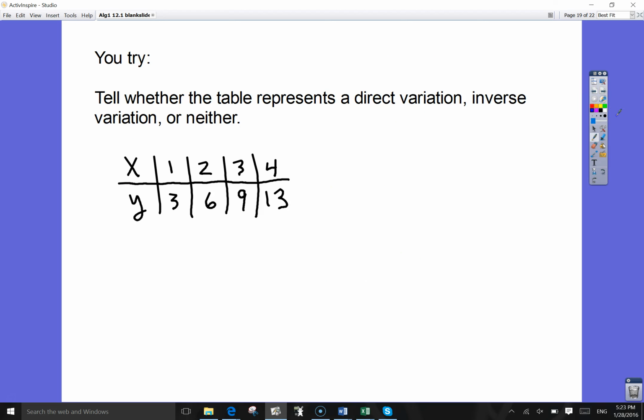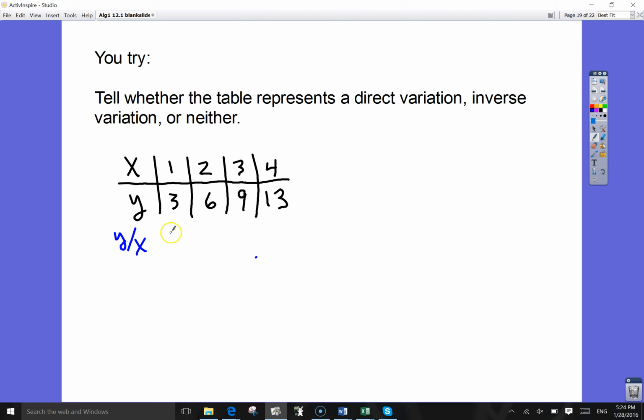So I guess it's time for you to do one. Again, hit pause, check the quotients to see if it's a direct variation. Check the products to see if it's an inverse variation. And if neither one of those works out, then you just say it's neither. So again, hit pause and hit play when you're ready to go. So I'm gonna do y over x underneath.